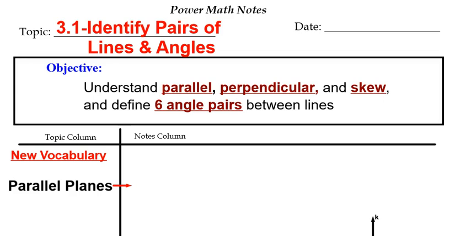angle pairs between lines. This unit does have a lot of vocabulary. This would be a really good unit for you to make some flashcards to go with some of the terms to make sure that you have everything understood. So I am going to move ahead just a second here, and I will catch you in a second.